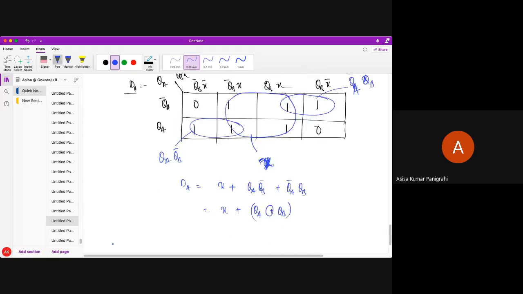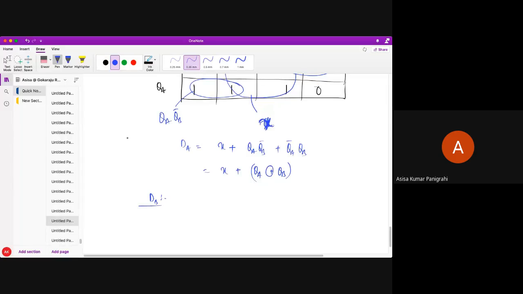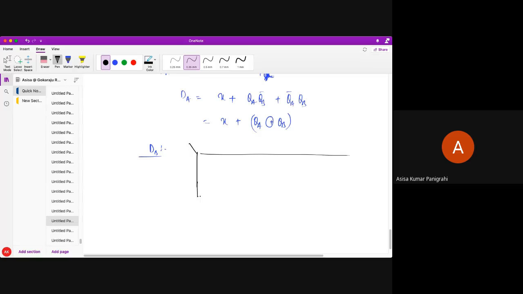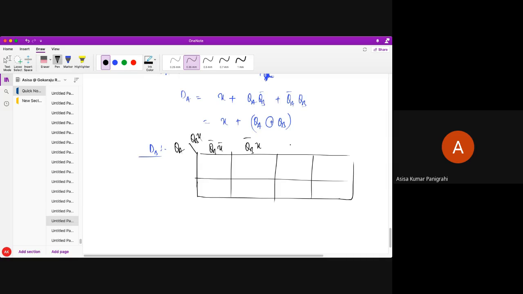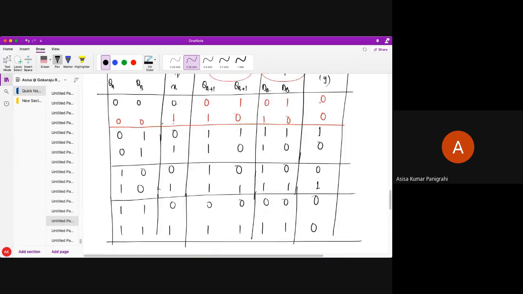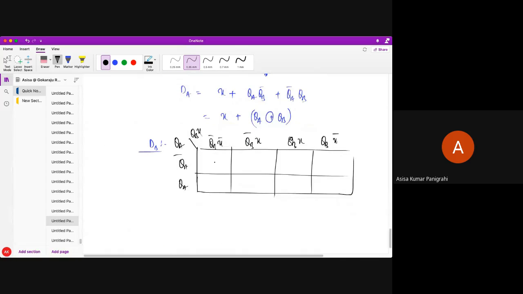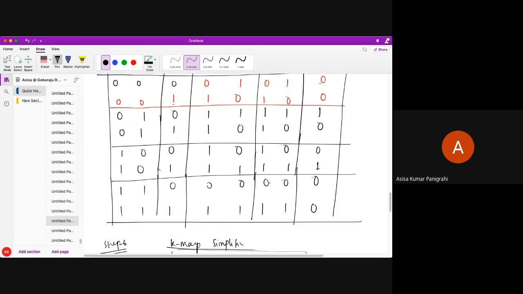Simple. Okay, so now I am going to find out DB. For DB again, it's a 3 variable; I have just taken 8 cells to do the K-map simplification. So this is my QA, QBX, QB bar X bar, QB bar X, QBX, QBX bar. This is my QA bar, QA. Now I'm going to put those values over there: 1 0 1 0, 1 0 1 0, next 0 1 0 1.